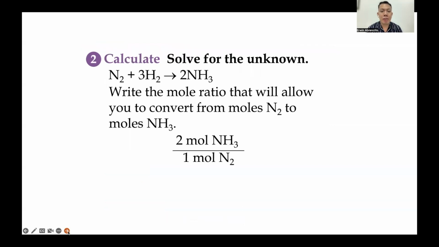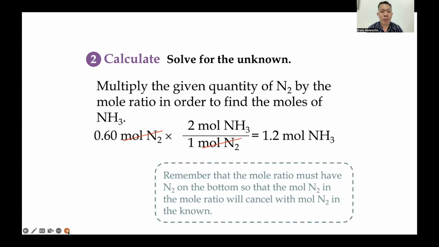So the next thing is you have to solve for the unknown. Write the mole ratio that will allow you to convert from mole of N2 to mole of ammonia. In that, you can write 2 mole of ammonia and 1 mole of N2, since we are looking for the ammonia and the given mole is N2. So multiply the given quantity of N2 by the mole ratio in order to find the moles of ammonia.